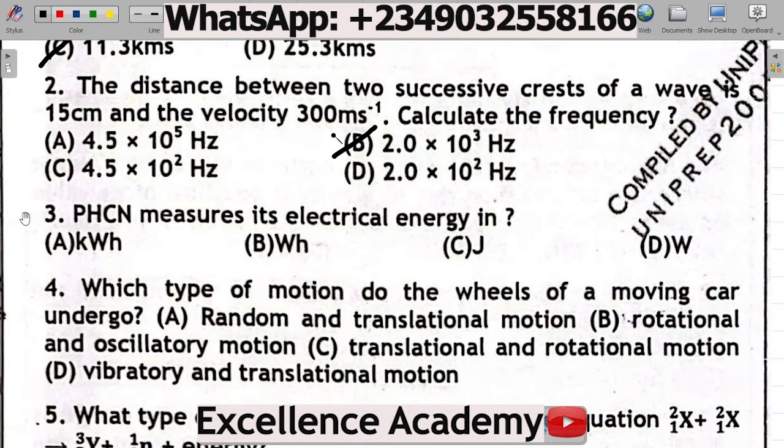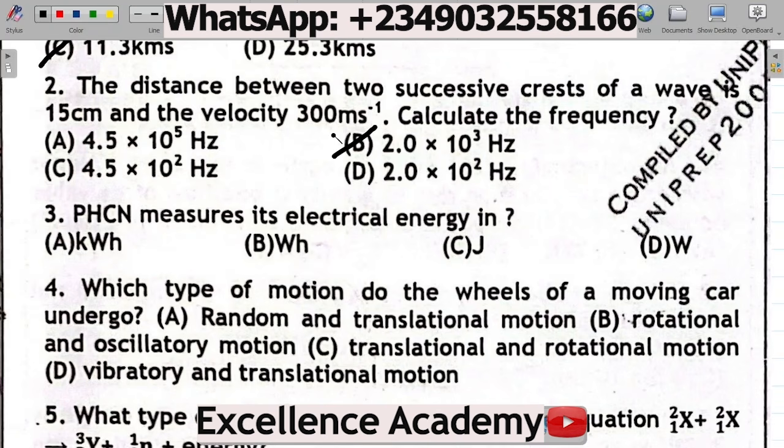Next up, number 3 says PHCN measures its electrical energy in. PHCN is Power Holding Company of Nigeria, all right? They said it measures its electrical energy in what unit? A, kilowatt hour, B, watt hour, C, joules, D, watt.